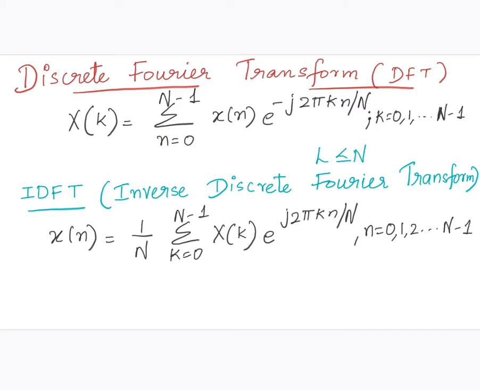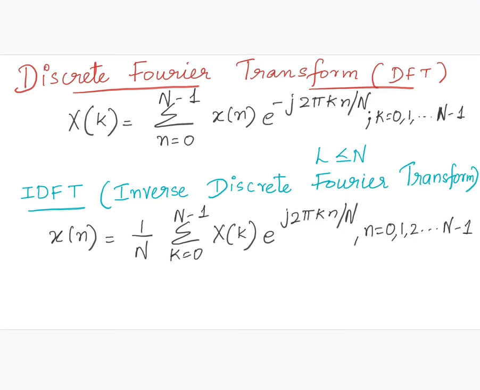So the formula for the discrete Fourier transform is given by X of k is equal to summation n equal to 0 to N minus 1. The given sequence is small x of n, and the frequency domain is represented by capital X of k, into e raised to minus j 2 pi k n by N, for k equal to 0, 1 to N minus 1. So for the sequence to be periodic, its length should be less than or equal to capital N.